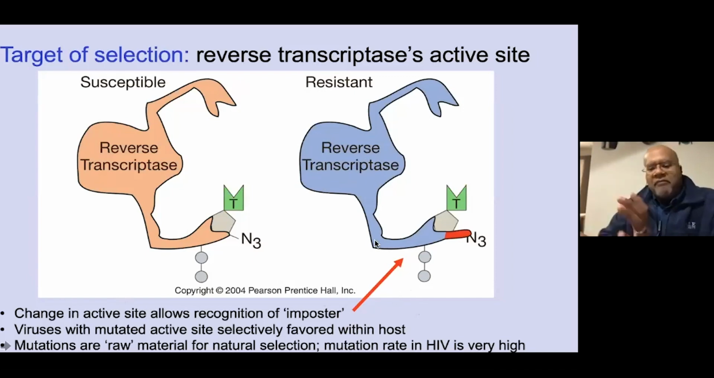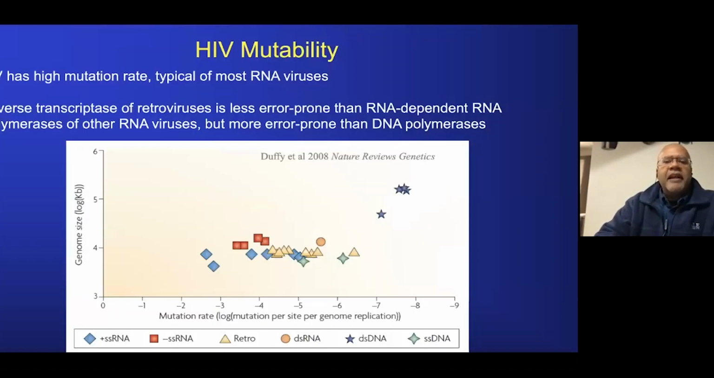A reminder that if you have these mutations occurring, any mutations are raw material for natural selection. And mutation rate is very high in HIV. As we're reminded by this review article by Siobhan Duffy and some others, Siobhan was one of my PhD students, HIV does have a very high mutation rate, and this is typical of most RNA viruses.